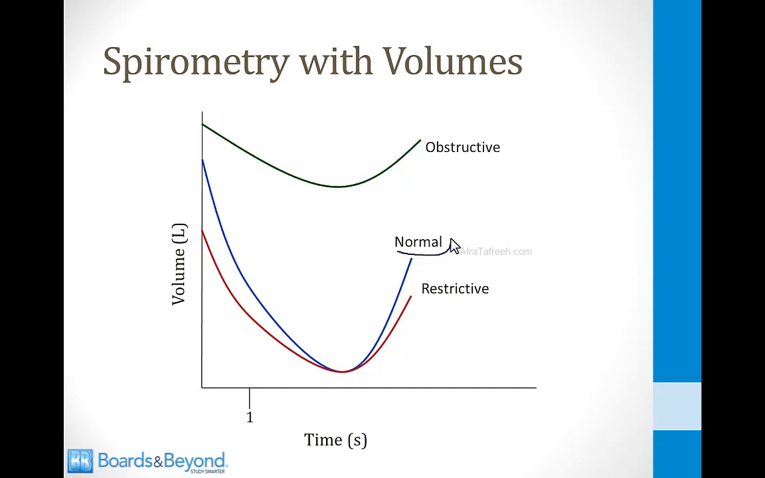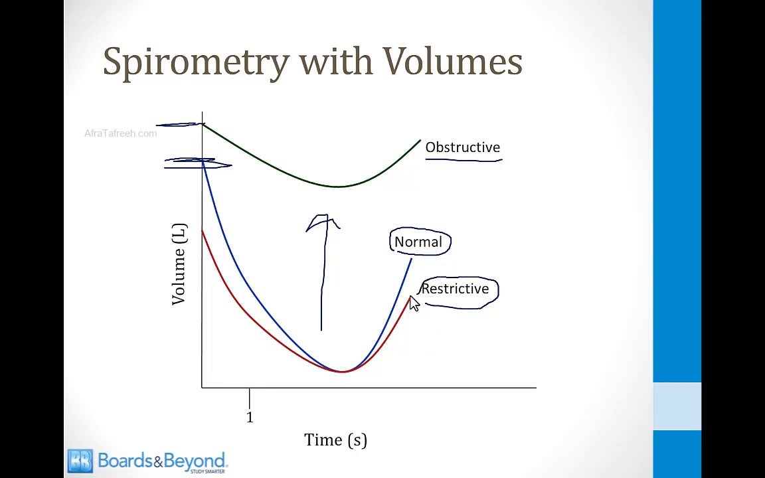So once again, let's look at a normal patient in blue here. If a patient has obstructive disease, the volume goes up from normal. Why does that happen? Well, it's because there's air trapping. There's an obstruction to getting air out of the lungs, so the volume goes up. This makes it very easy to recognize the curve. Just look at the starting point. Here's the normal starting point. The obstructive patient is starting at a higher point. It must be obstructive disease.